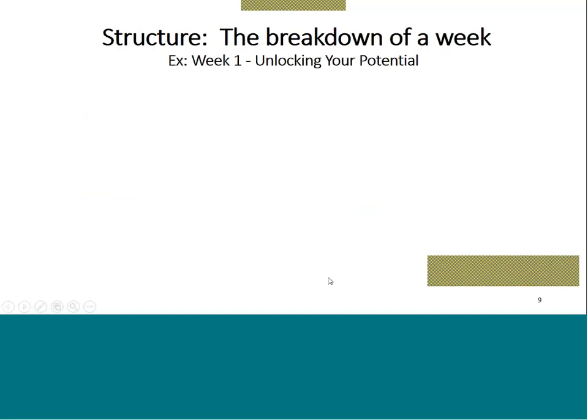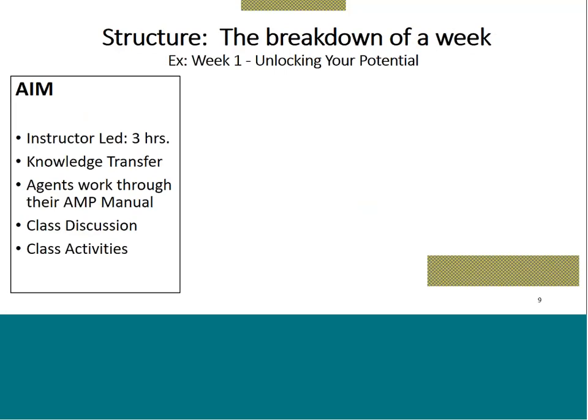Now what I would like to cover is the structure or the breakdown of a week. So for this example, we're just going to be looking at week 1, which is unlocking your potential. Each week has 3 parts to it. The first part is what we call the AIM session. It's probably 3 or 3.5 hours depending on your market, and that's where the knowledge transfer happens.